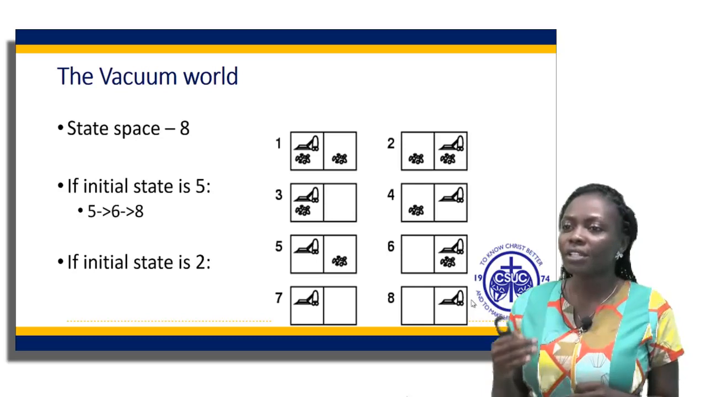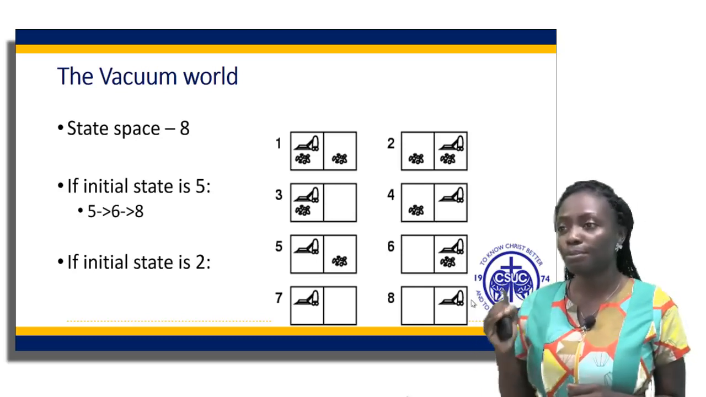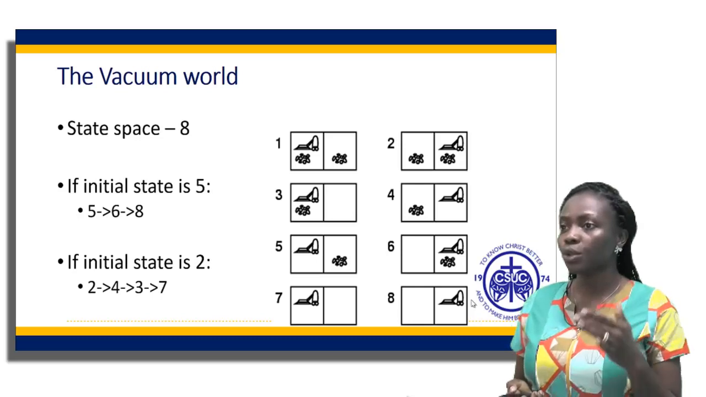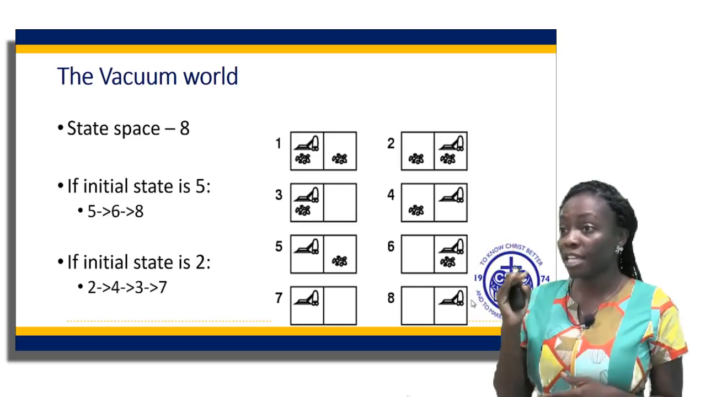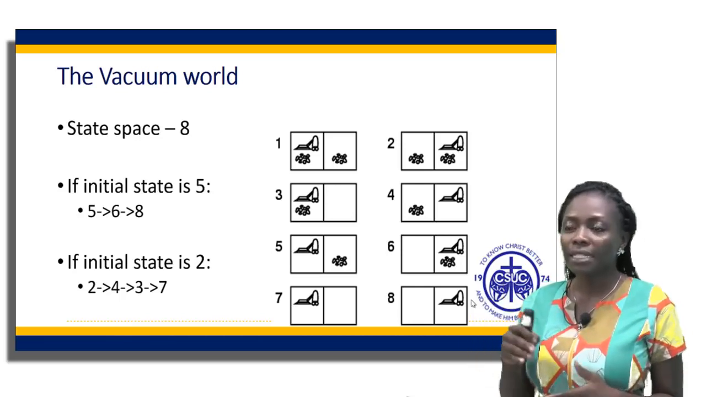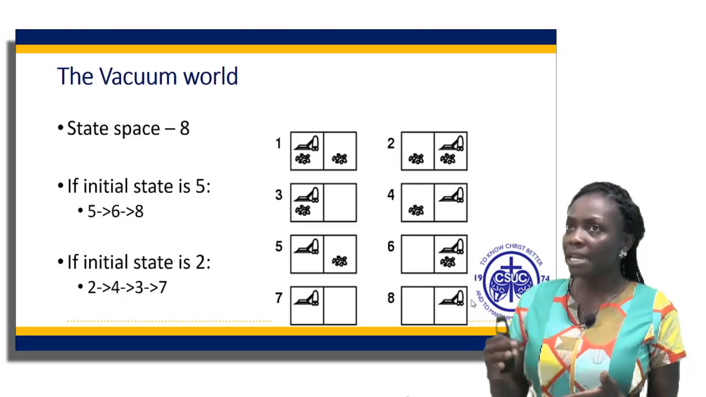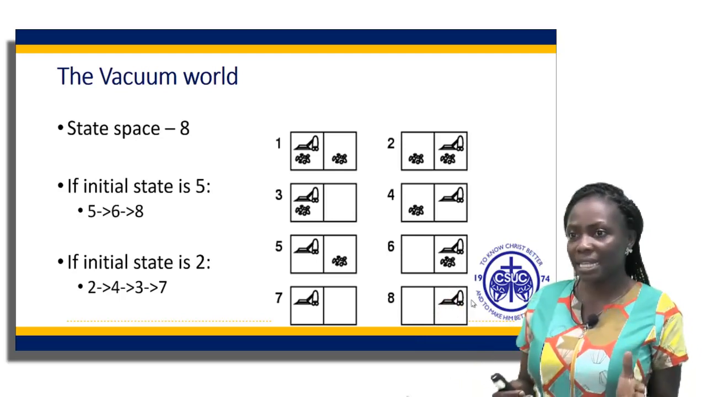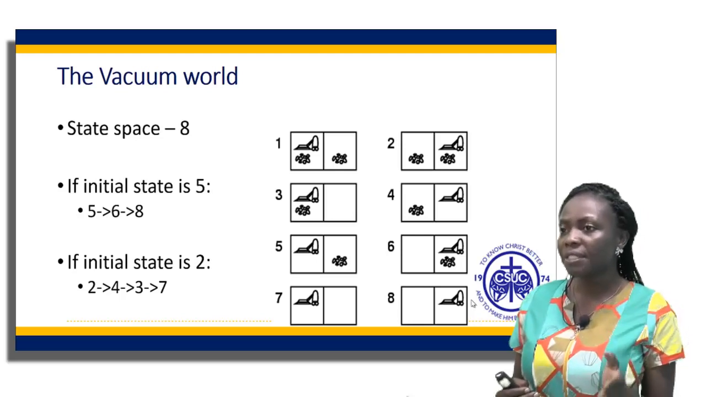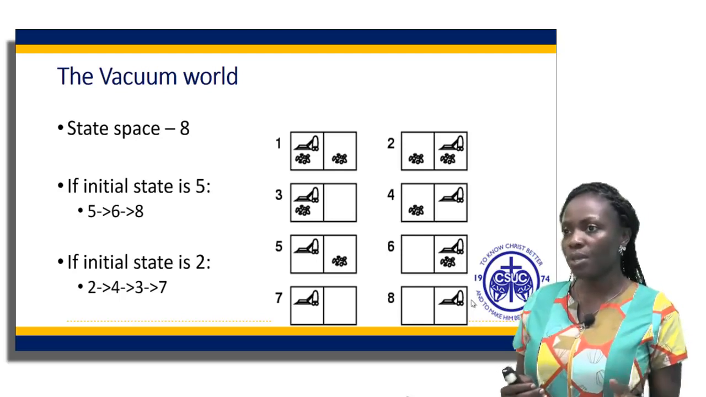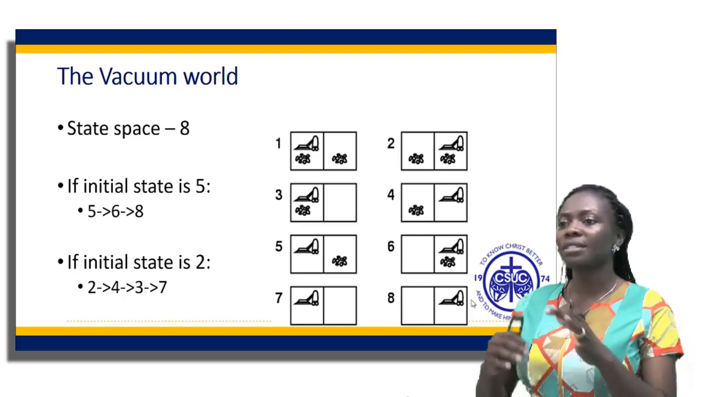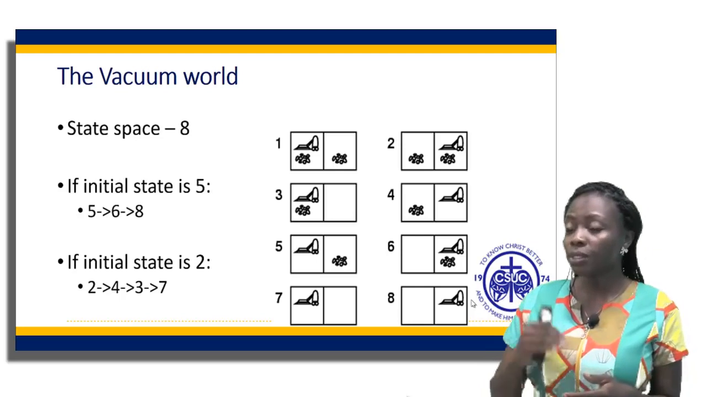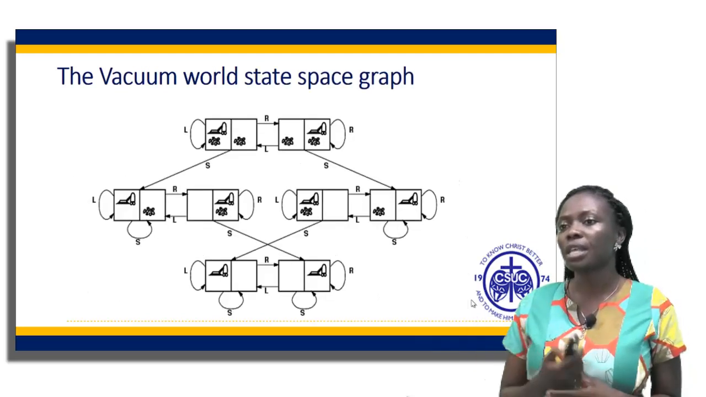Let's assume that we have the initial state being 2. Our vacuum cleaner is in location B and it is dirty. When we go to location A, it is also dirty. Our solution is going to take us from state 2 to state 4, because when we are in location B, we will know that there is dirt in location B and we will suck up that dirt, meaning location B now becomes clean, which is state 4. Then we will need to move left, which takes us to state 3. Now in the left location, A is dirty, so we will suck up the dirt in A, which takes us to state 7. So our solution is going to be state 2, to state 4, to state 3, and then to state 7, which is a goal state.